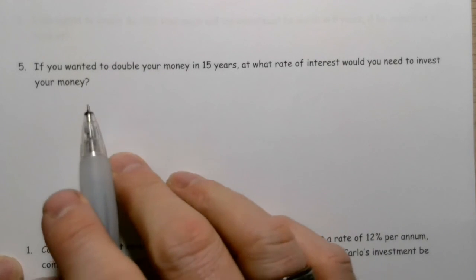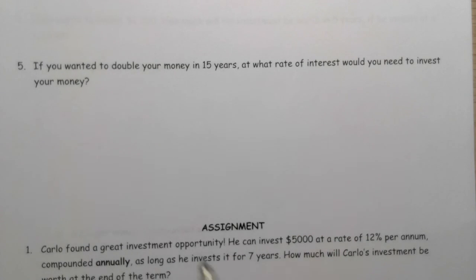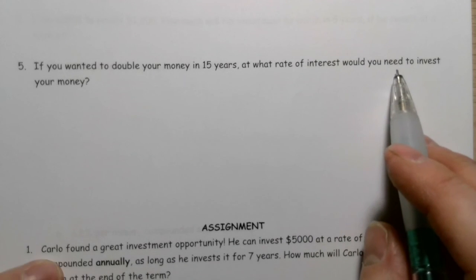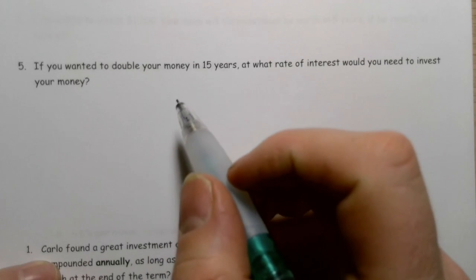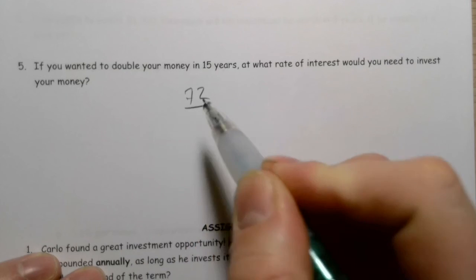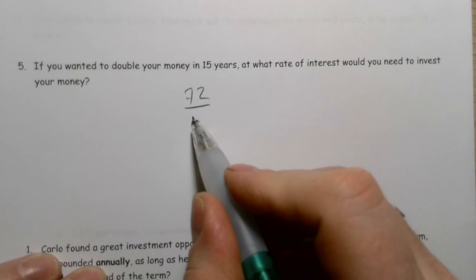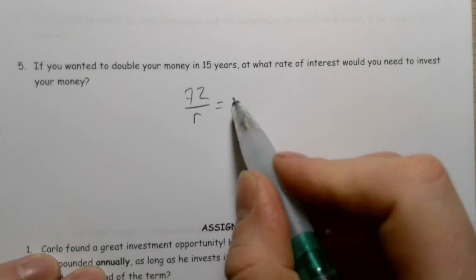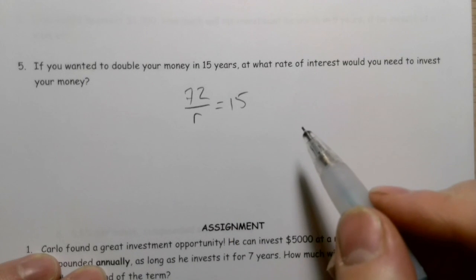All right, now this last question we want to look at is a slightly different take on this. If you wanted to double your money in 15 years, at what rate of interest would you need to invest your money? Well, if we want to double it, okay, we know that it's going to be normally 72 divided by the interest rate. So let's call it R. And that equals the number of years. Well, in this case, we know the number of years. We want it to be 15.